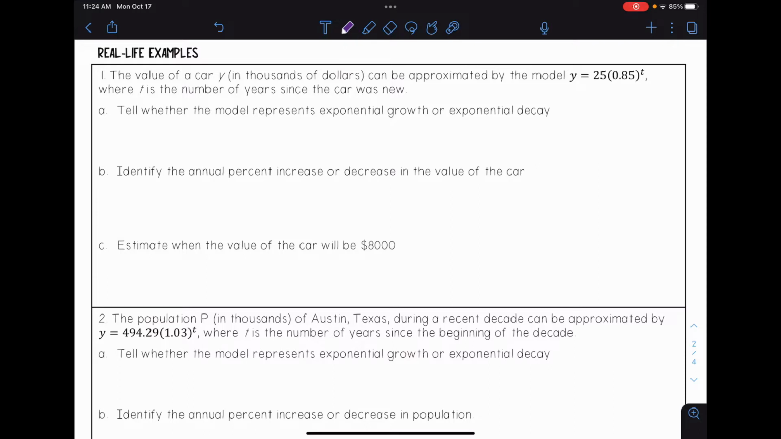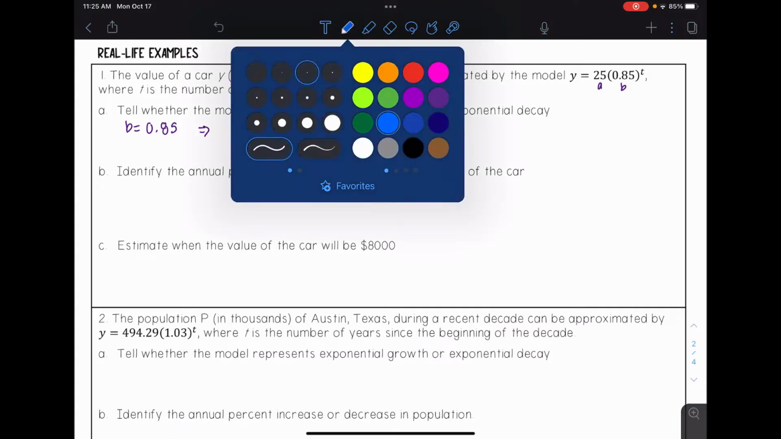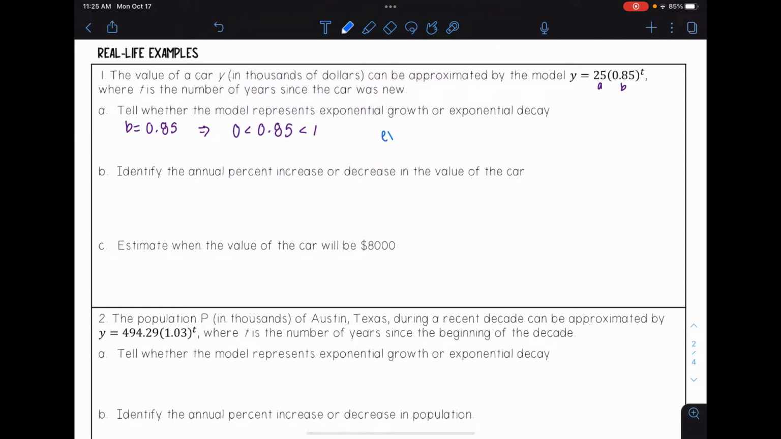Well, I know for exponential growth, my b value needs to be greater than 1, and for exponential decay, my b value is between 0 and 1. So looking at my model here, I see that my a value is 25, and my b value is 0.85. And 0.85 is between 0 and 1. So since it's between 0 and 1, this one is going to be exponential decay.